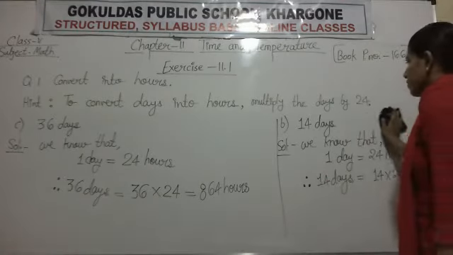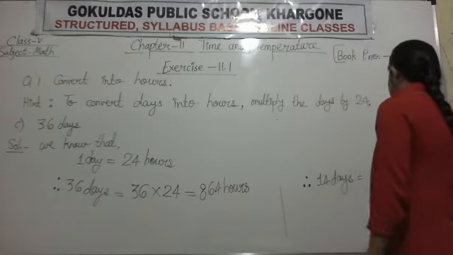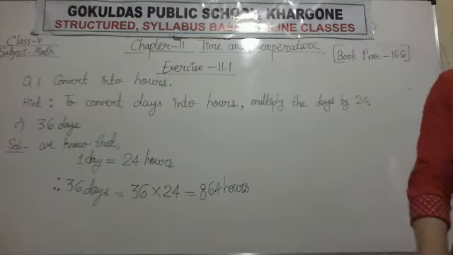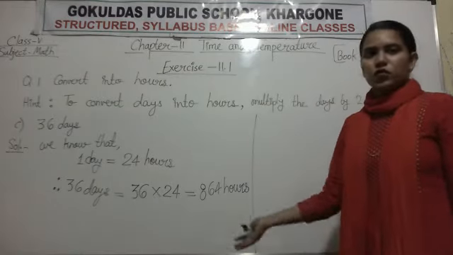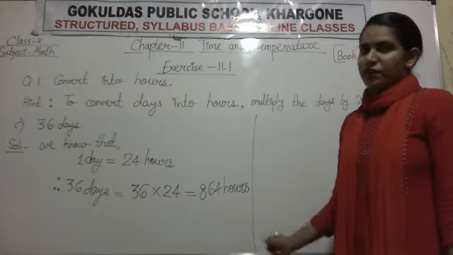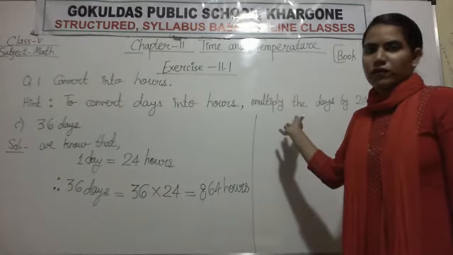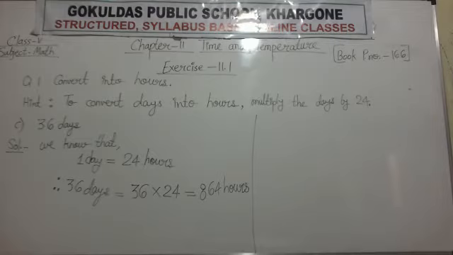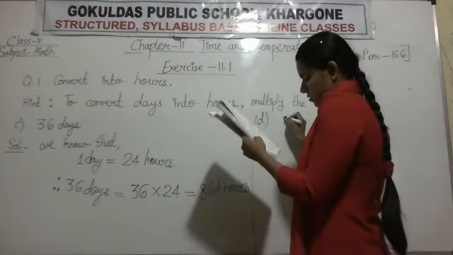Now let me solve question number D. Isn't it very simple, if you know the hint? To convert days into hours is very simple. If you learn that to convert days into hours, we multiply by 24 and get our answer. If you learn the hint, it is very easy to solve. Okay, now question number D.